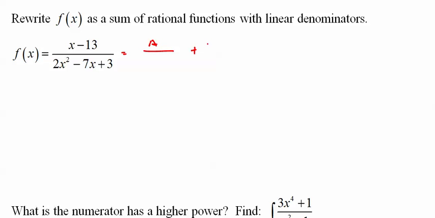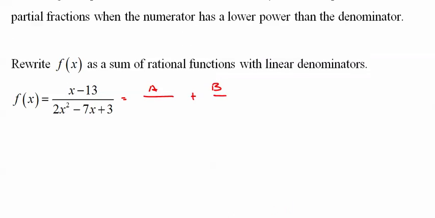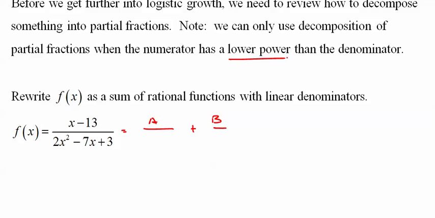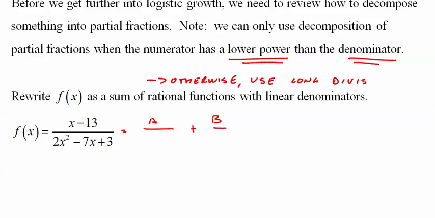If the bottom is factorable, we can rewrite this as linear factors. A couple major points I forgot: the numerator has to have a lower power than the denominator. Otherwise, use long division. That's if the powers are the same, or if the power on the bottom is less.